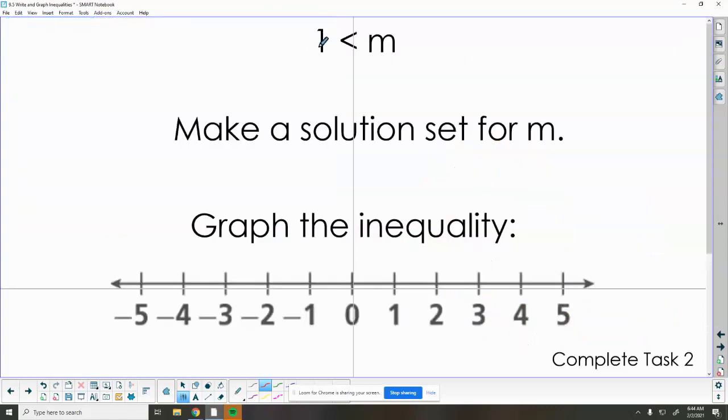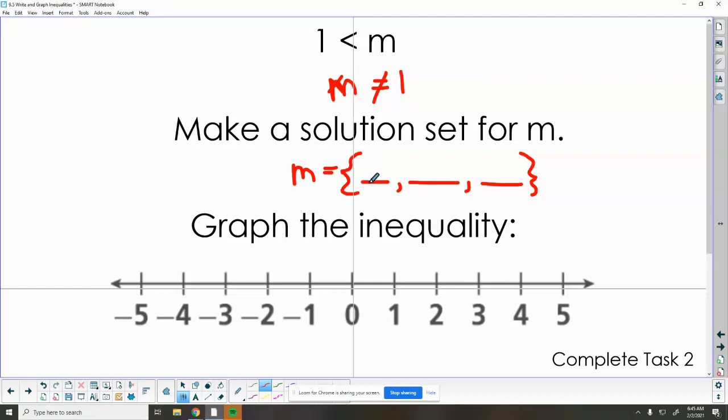Another one is greater than M. So let's make our solution set. So we want to think of at least 3 things that M could equal. So always ask ourselves, can it equal 1? So this says 1 is less than 1, and that's not true. They would be equal. So it cannot equal 1, or I guess I should say M cannot equal 1 here.